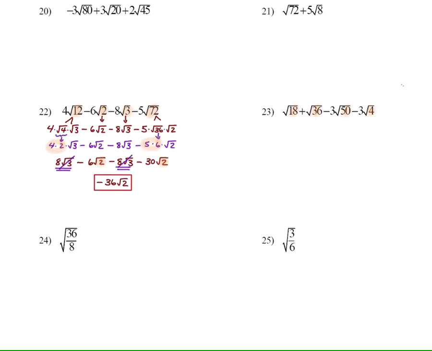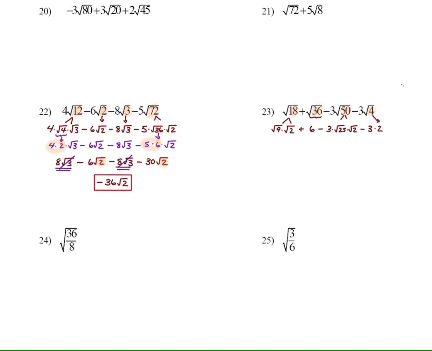Number 23, I'm going to try and simplify the radicals as much as possible again, and then see what are like terms that can be combined. So I'm going to split 18 into 9 and 2. Notice that the square root of 36 is a perfect square, so that's just going to be plus 6. Minus, and then it's going to be 3 times, and then I'm going to split 50 into 25 and 2.